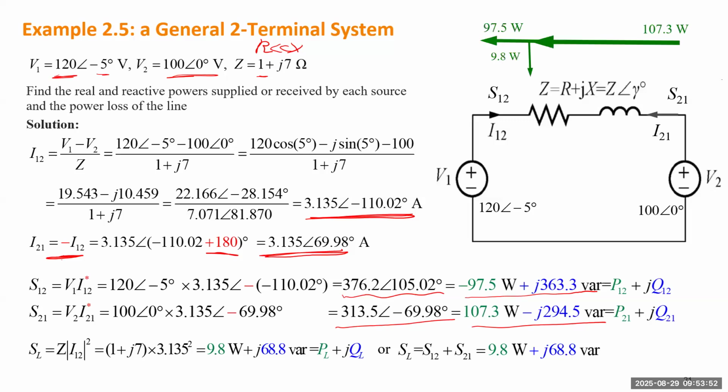we can draw those green arrows starting from bus 2. So you have 107, then 9.8 will be lost by the line. And then to bus 1, you only have 97.5. Reactive power is coming from bus 1, so you start from 363, and at the end you get 294, and this part will be the loss. Any questions?